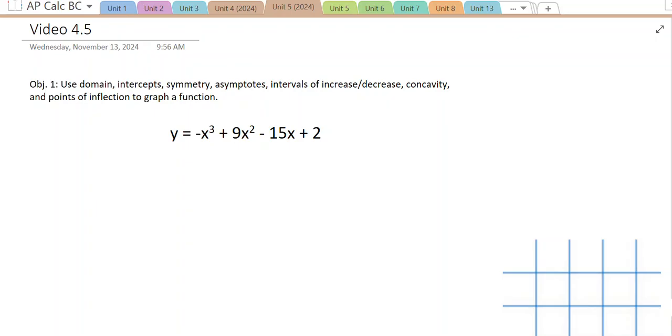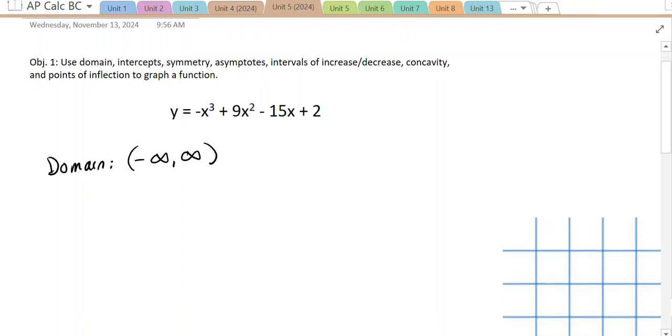So the first thing I would want to do is talk about the domain. My domain here, because it is a polynomial, is all real numbers, or negative infinity to infinity. Okay. So this is not factorable, so I'm not going to find any x-intercepts. You can see it's not groupable, it's kind of a bit of a mess.